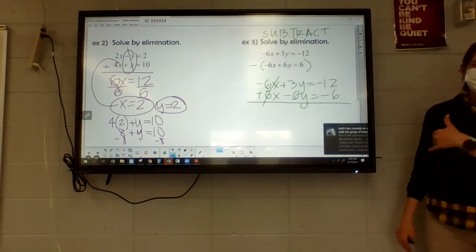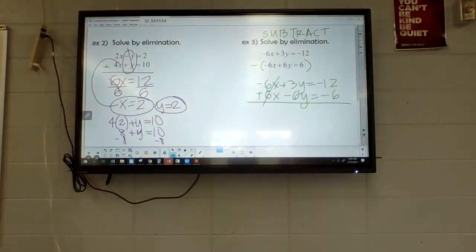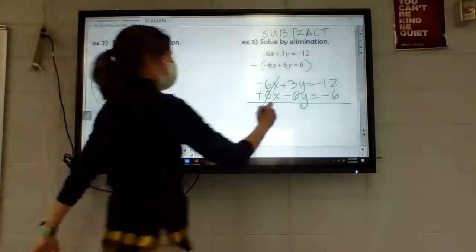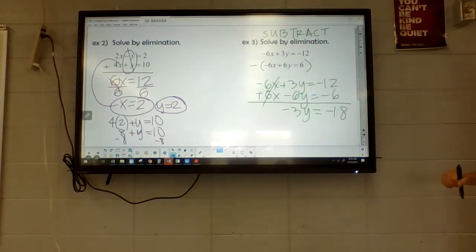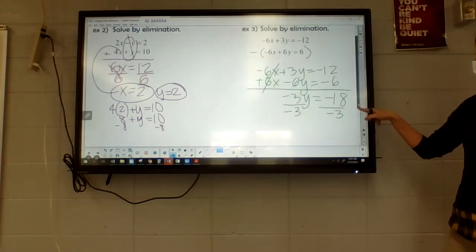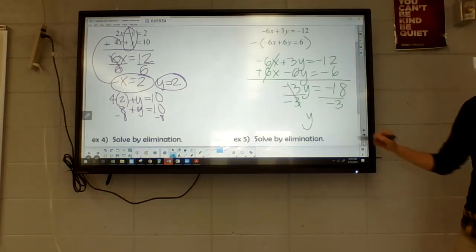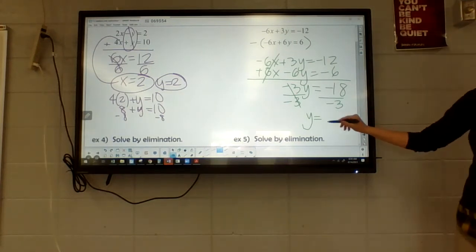So 3y and a -6y is how much? What do we get? -3. Thank you, -3y. -12 minus 6 is a -18. So now I just have to solve this new equation. So I'm going to divide by a -3. So 18 divided by 3, negative is a positive, so this ends up being 6 here.